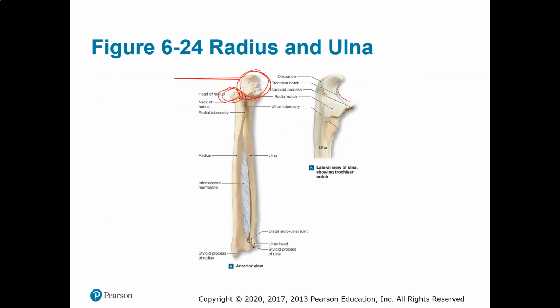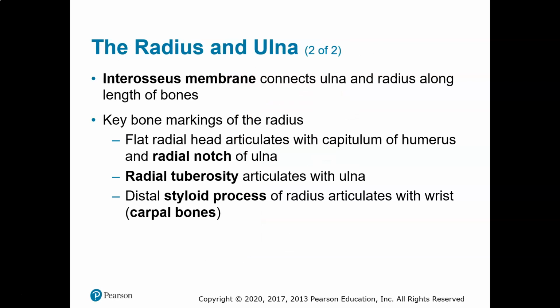your homework. And this is a picture of the radius and the ulna. Primarily, make sure that you know that the ulna articulates with the humerus at the trochlea, and the radius articulates with the humerus at the capitulum. Those are probably the main ones that you would be asked about. Okay.